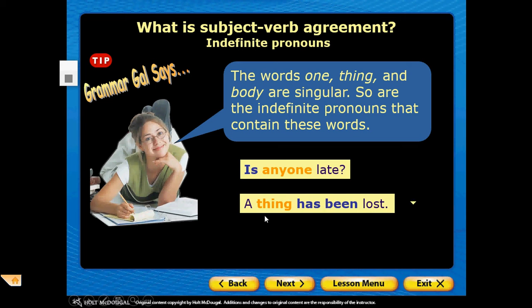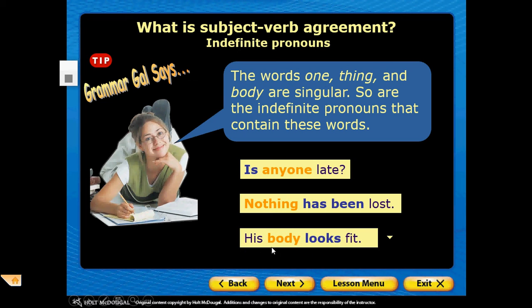A thing has been lost. If I don't know what, I'm going to use something here, or nothing. The same idea applies to these words. Nothing has been lost. So I use has rather than have, which is a singular verb. Remember, boys, a singular verb ends in an S, while a plural noun ends in an S. We pointed this out yesterday.